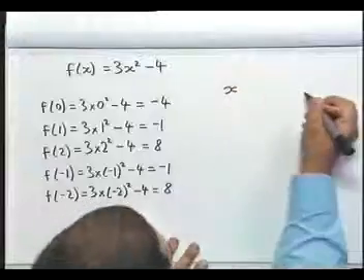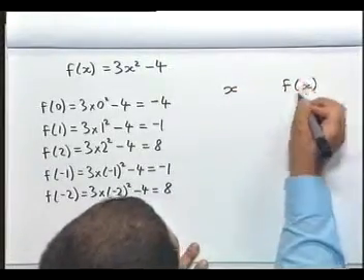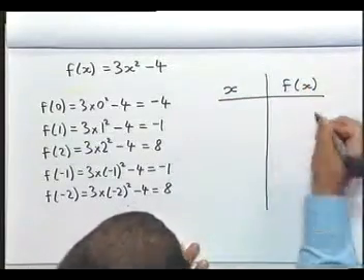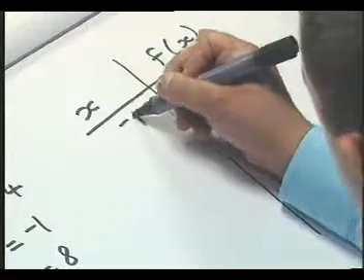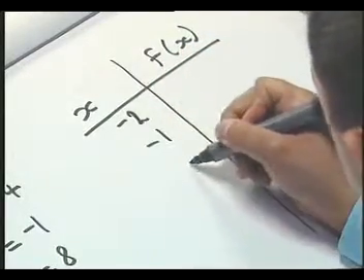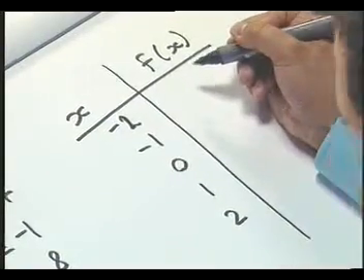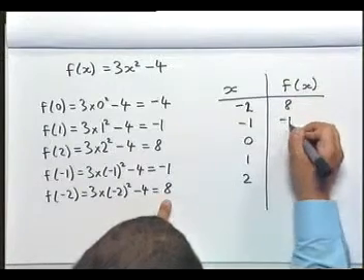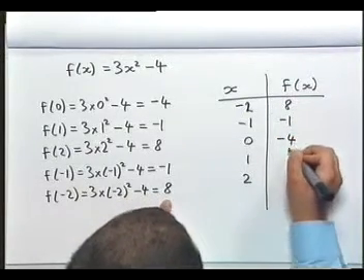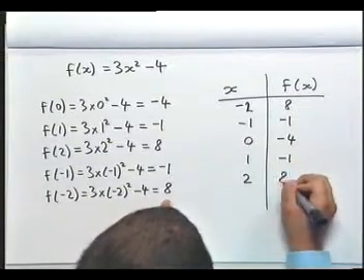So what are we going to do with these results? Well, one thing we can do is put them into a table to help us plot the graph of the function. So if we do a table of x and f of x, the values we've chosen for our x column, which is our argument, are minus 2, minus 1, 0, 1, and 2. And the corresponding outputs are 8, minus 1, minus 4, minus 1, and 8.